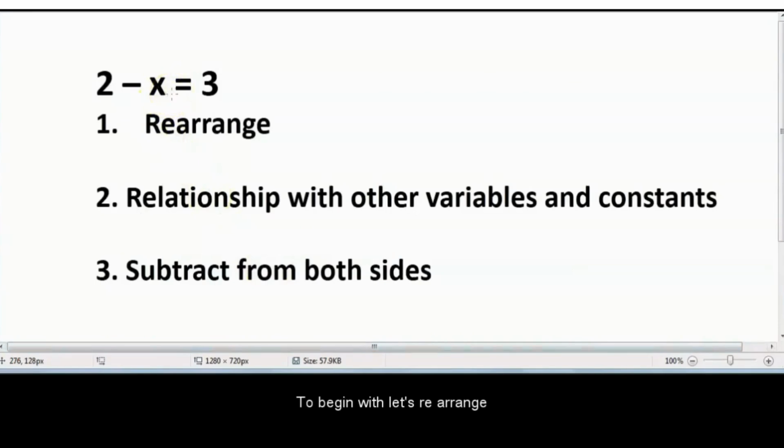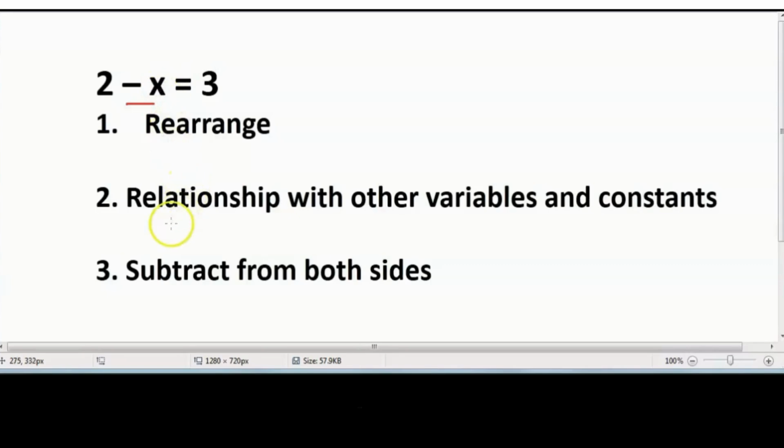To begin with, let's rearrange. x is already on the left side of the equation, so there are no transfers. But if we move on to the next step, we'll see that the other variable is positive, so it is addition. There's a need to rearrange.